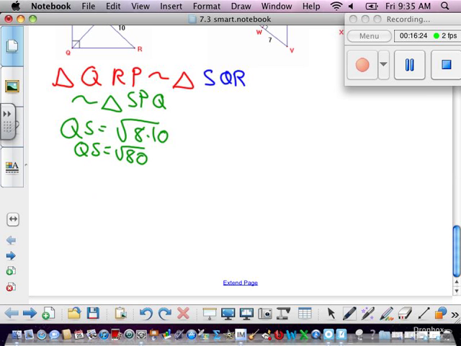So what's the biggest number I can try to see might go in evenly to 80? 64. It does not. So I'm going to try 49. It does not. I'm going to try 36. It does not. I'm going to try 25. It does not. I'm going to try 16. It does. So I'm going to have the square root of 16 times 5. And what's the square root of 16? 4 square root 5 would be the final answer for this problem if you were to put it in radical form.